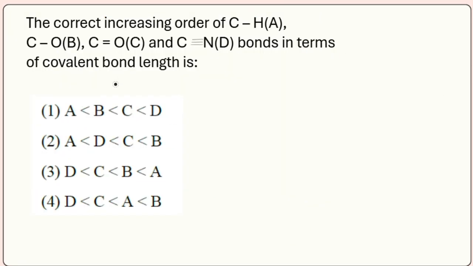In this question, we are going to correlate the covalent bond length with respect to the bond orders for different bonds given here. The bonds given are carbon hydrogen single bond, carbon oxygen single bond, carbon oxygen double bond, and carbon nitrogen triple bond. So you might have come across all these kinds of bonds in organic molecules. So which one will have the highest bond length? So that is the question here.